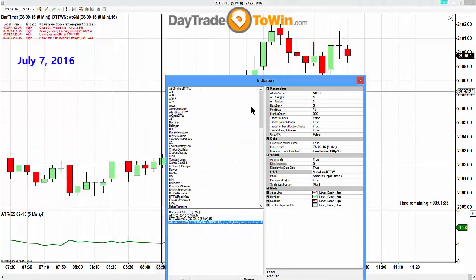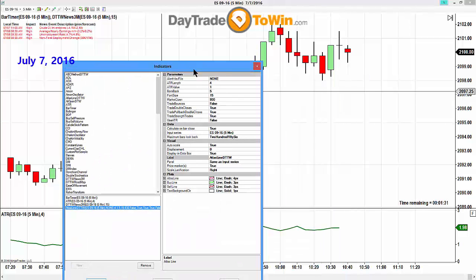And here is the Atlas line. You can have a sound file. You can have a filter. Remember, the filter is when the market's too slow, let's not see a trade. So here is using the ATR with a value of 1 point or less. I won't see a trade. You can set that on or off.